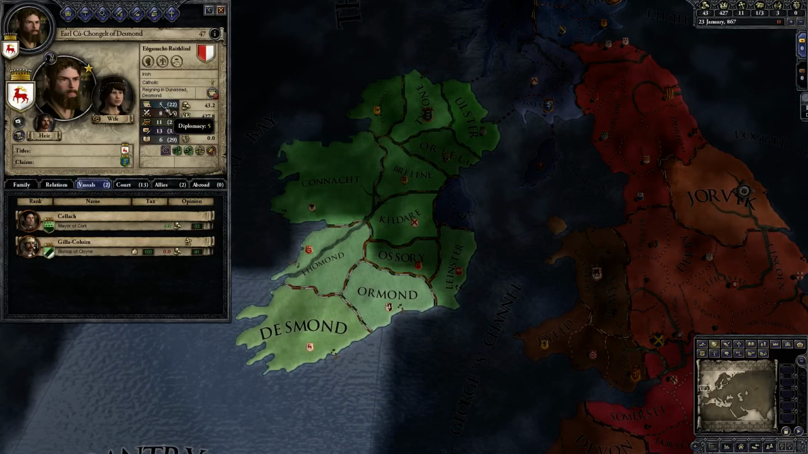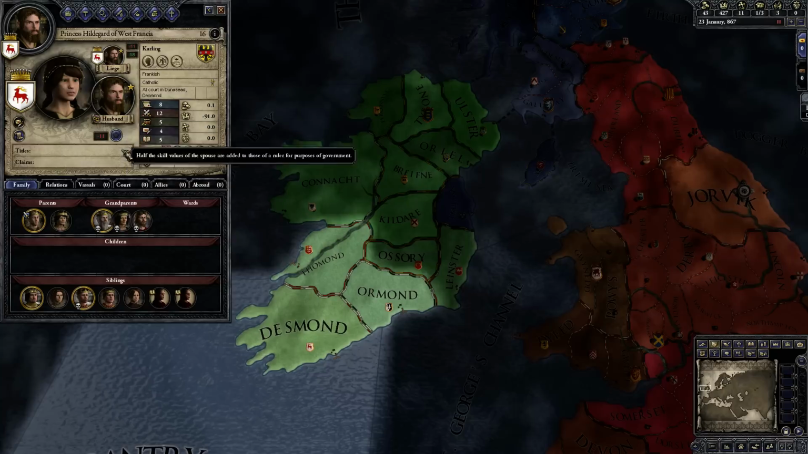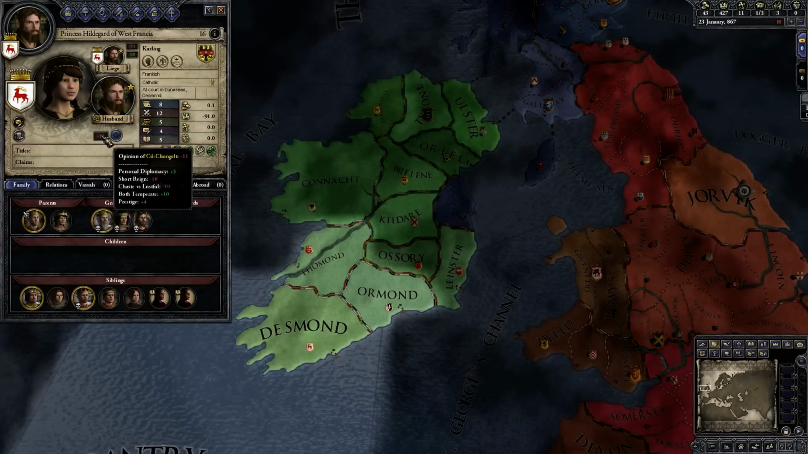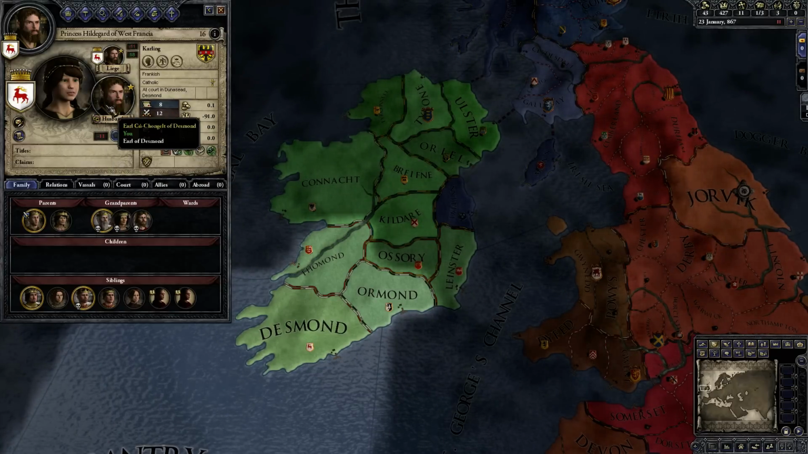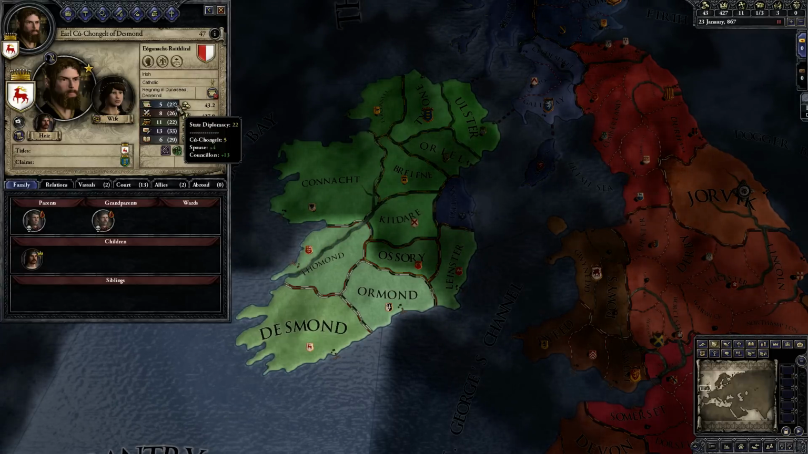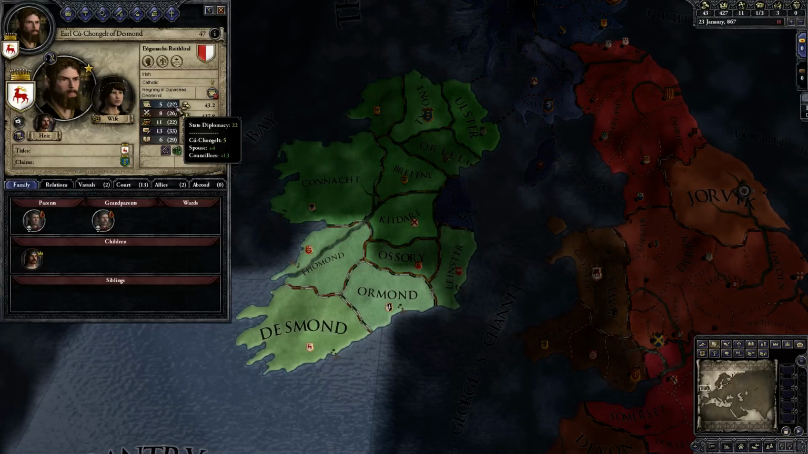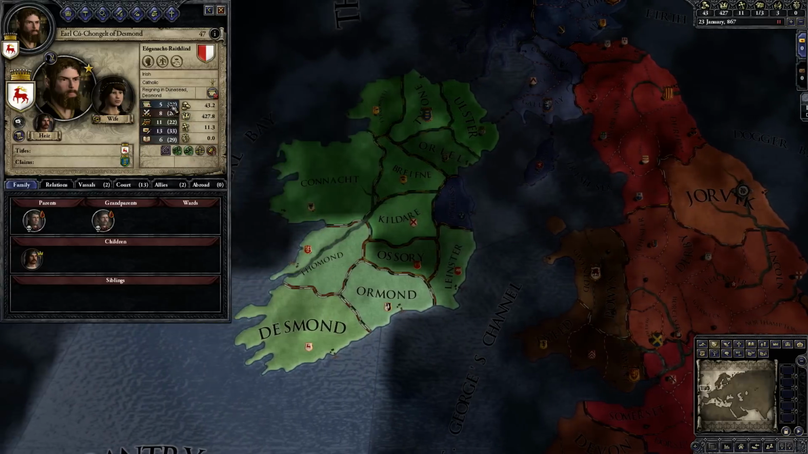But that is essentially what diplomacy is going to do for you. Personal diplomacy affects people in your court, like your wife. Your wife's opinion of you is going to be your personal diplomacy, and then state diplomacy is going to affect everybody else.